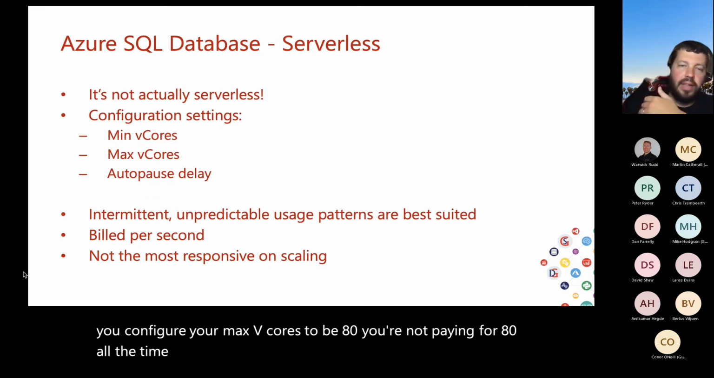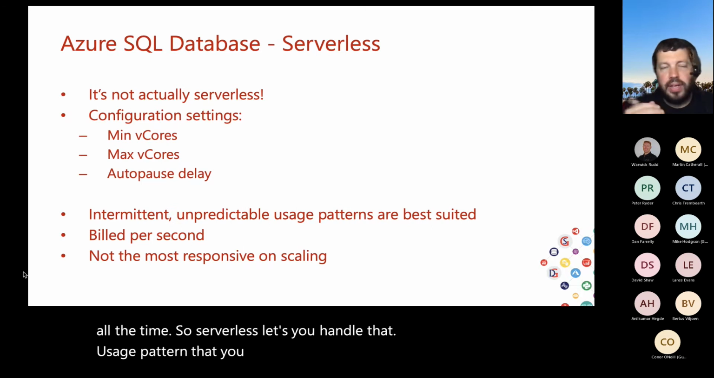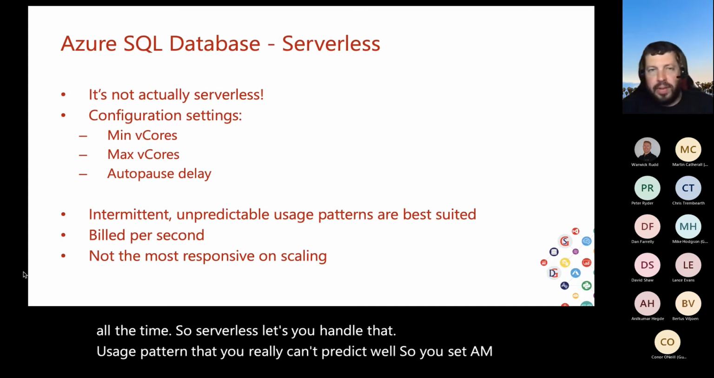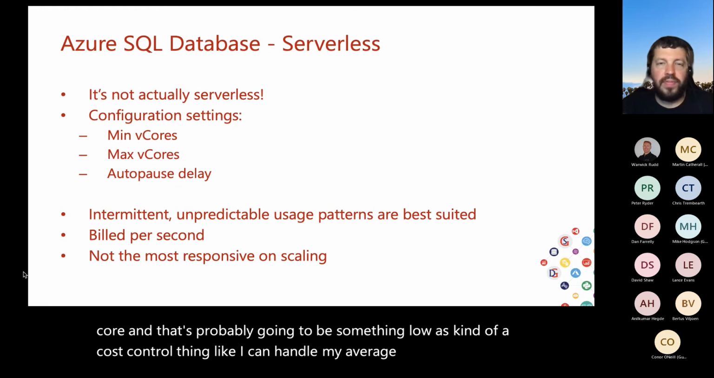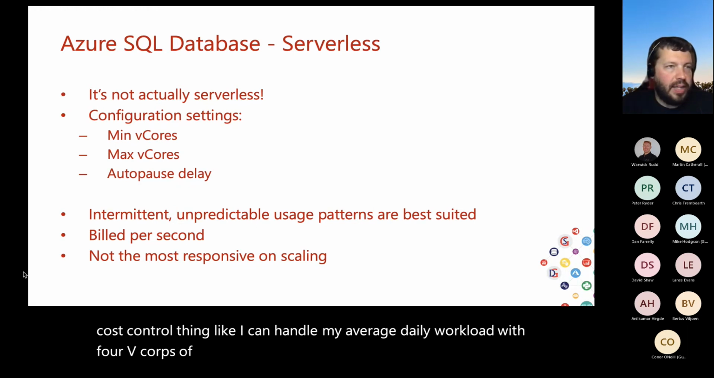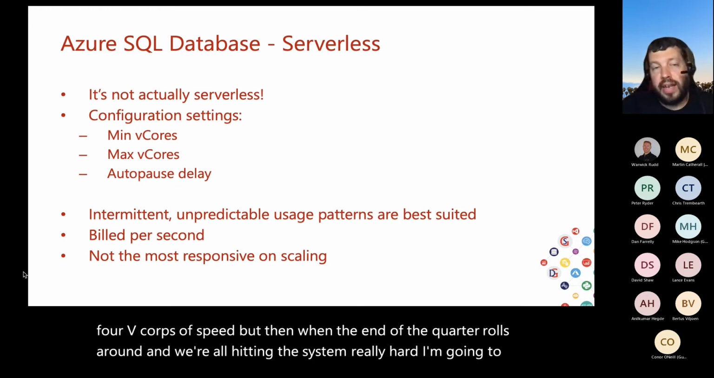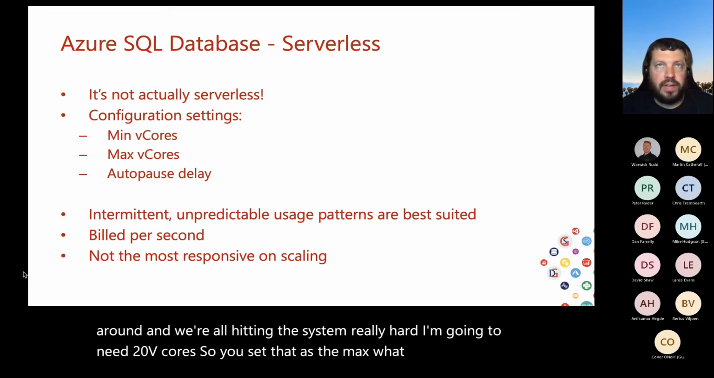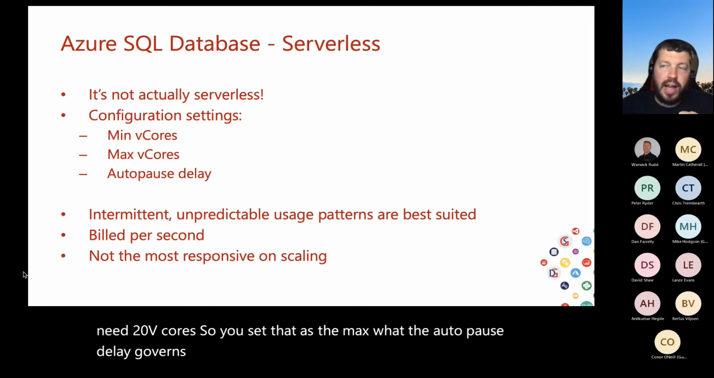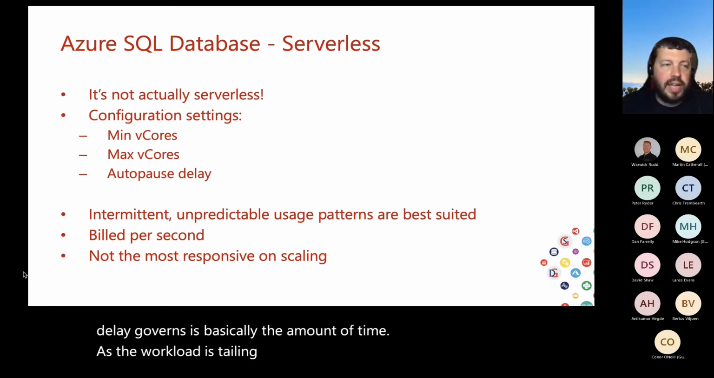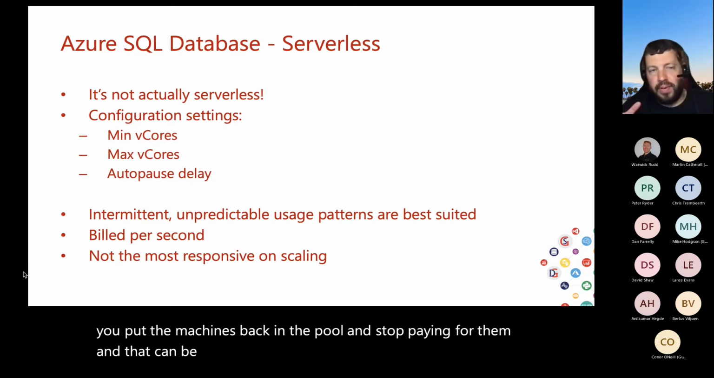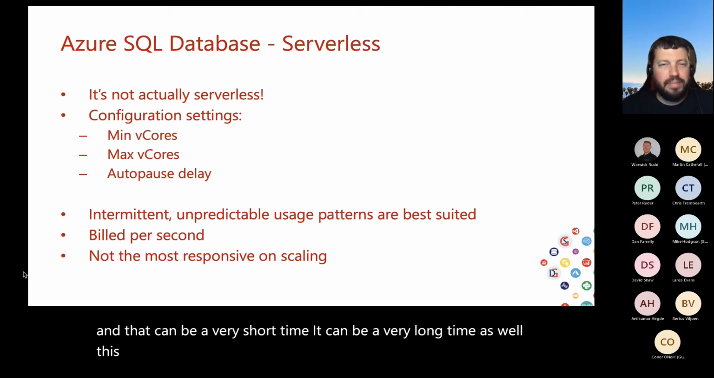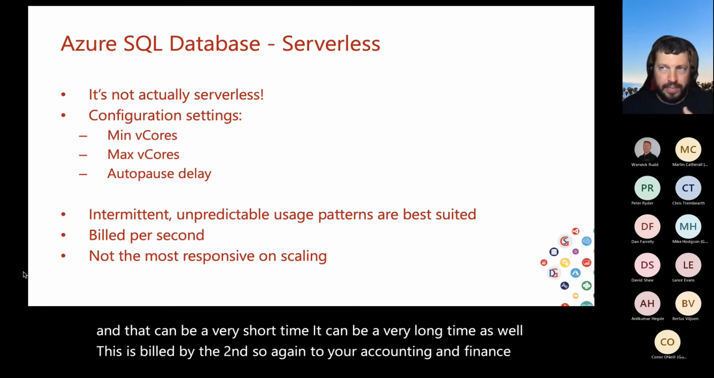So serverless lets you handle that usage pattern that you really can't predict well. So you set a min core, and that's probably going to be something low as kind of a cost control thing. Like I can handle my average daily workload with 4 vCores of speed. But then, when the end of the quarter rolls around and we're all hitting the system really hard, I'm going to need 20 vCores. So you set that as the max. What the auto pause delay governs is basically the amount of time as the workload is tailing off. How much time do you give it before you put the machines back in the pool and stop paying for them? And that can be a very short time. It can be a very long time as well. This is billed by the second. So again, to your accounting and finance folks, it's going to look strange.